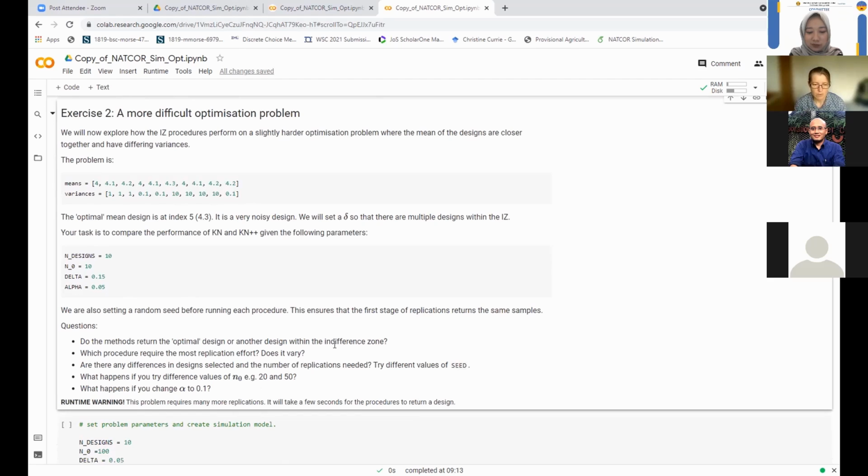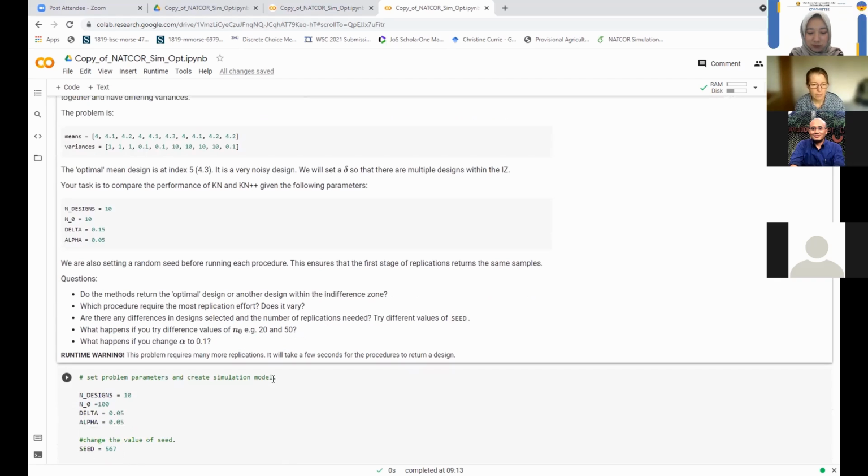What needs the most replication effort? Is it always that one that requires the same? And also looking at different values of seed. So seed is the random set of random variables.